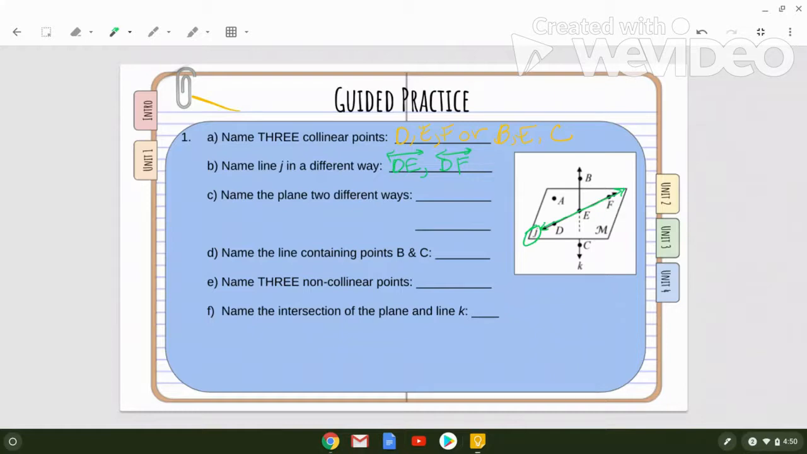Or what other combination do I have? How about EF? I can also do it backwards. I can do line FE, line FD, or line DE.